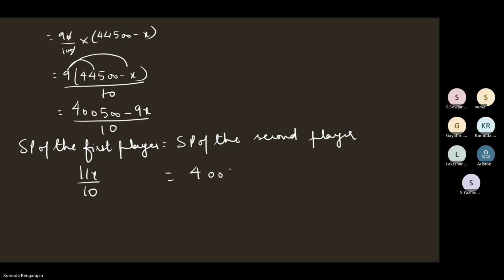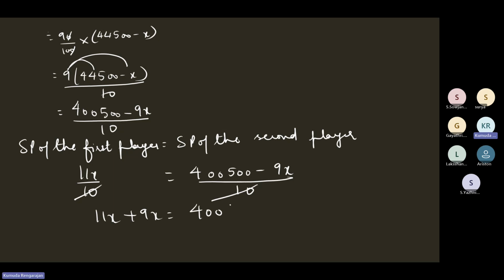4,50,000 minus 9x by 10. Now 10 on either side gets cancelled. So 11x on one side and plus 9x on the other side is equal to 4,50,000. So 20x is equal to 4,50,000.